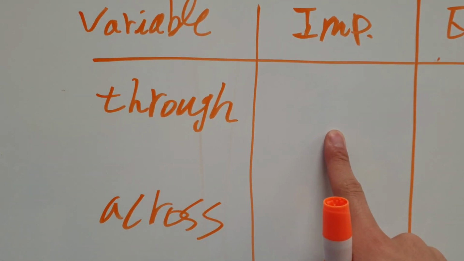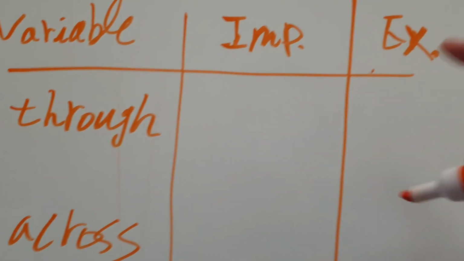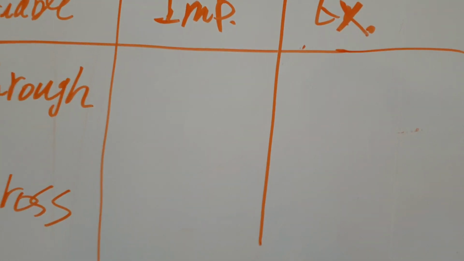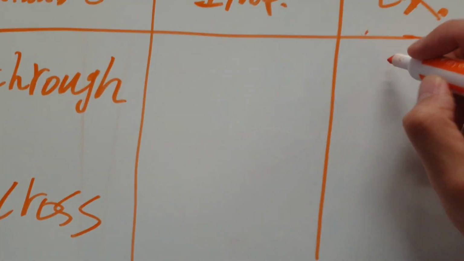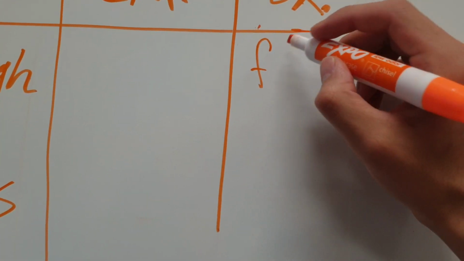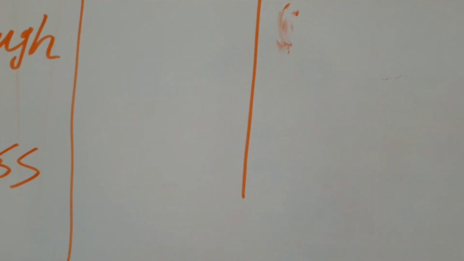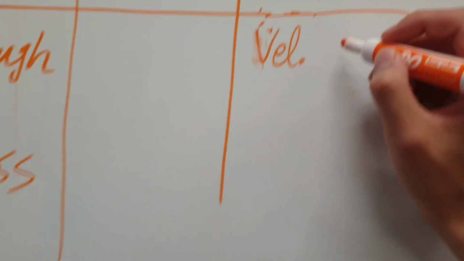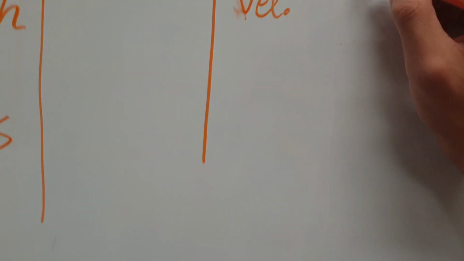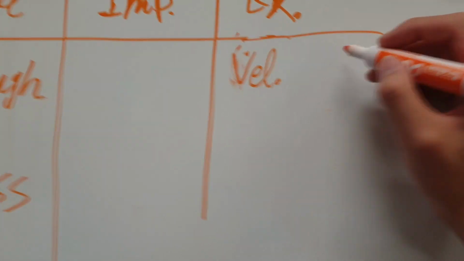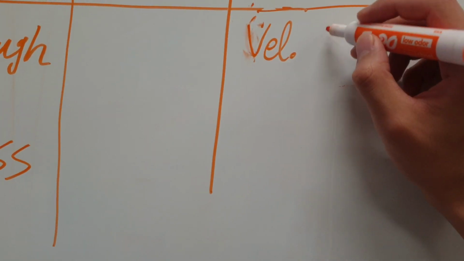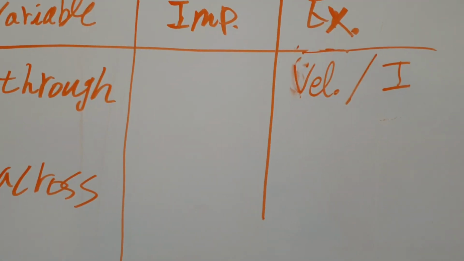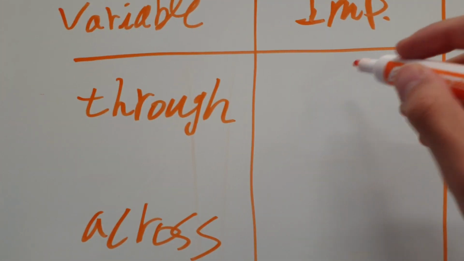So let's look at the example first. A through variable is kind of like respiratory flow, so flow of air. Actually, velocity of air, or fluid, blood, water, and it is equivalent to a current. And for those, we want impedance to be low.